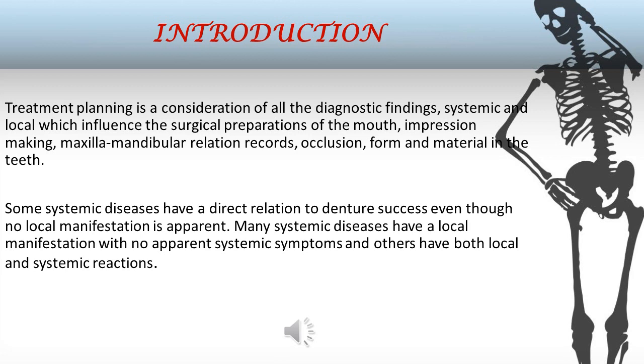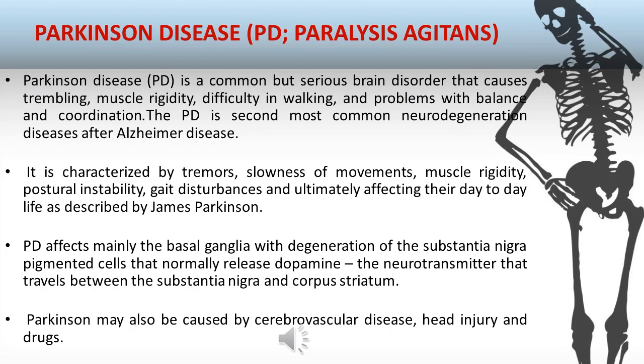Some systemic diseases have a direct relation to the denture success, even though no local manifestation is apparent. Many systemic diseases have a local manifestation with no apparent systemic symptoms, and others have both local and systemic reactions. Now we discuss Parkinson's disease.